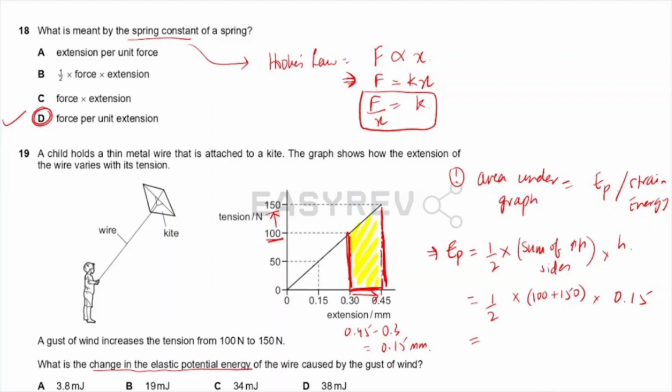So now it's just a matter of plugging it in. And we get our value directly, 18.75 millijoules, which rounds off to 19 millijoules to two significant figures. So our answer is B. Now let's move to the next one.